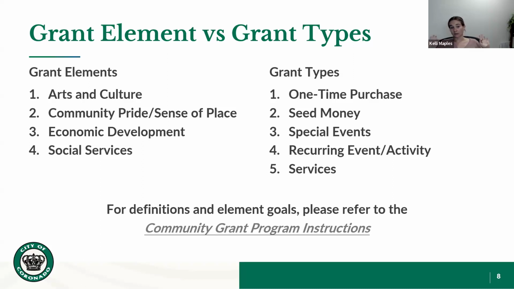I would say just kind of broadly, and we'll get into this a little bit more later in the presentation, the grant types aren't too important. They definitely don't impact your score or how we view your application. There are some parameters with some of the grant types, but not really. Most grant applications will apply under recurring event or activity or special events, and that's totally fine. It's pretty all-encompassing. We really just want to know if it is a one-time purchase. It kind of helps the grant readers realize that it's one big investment up front, but otherwise the grant types don't matter as much.